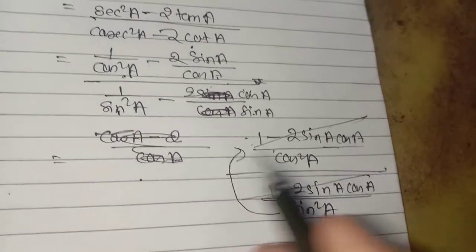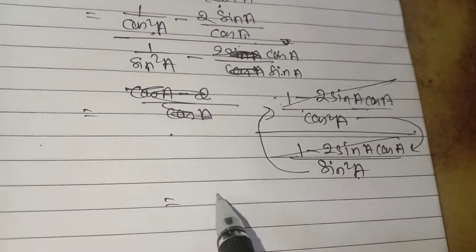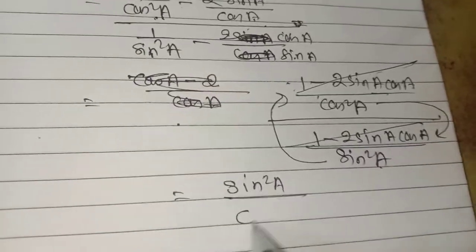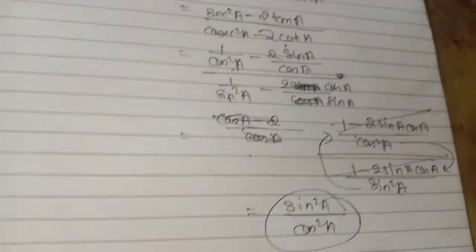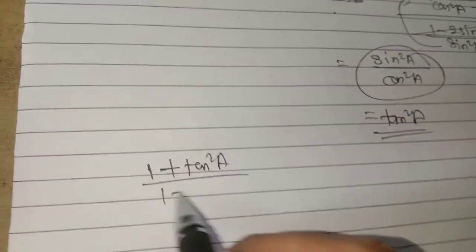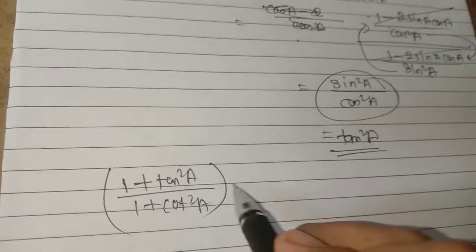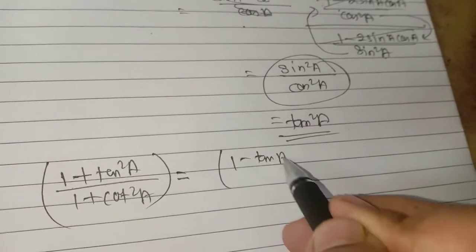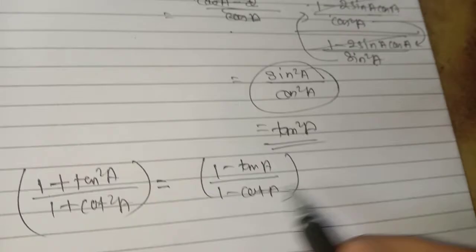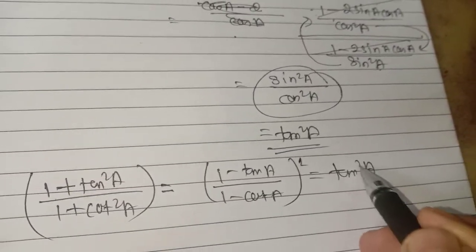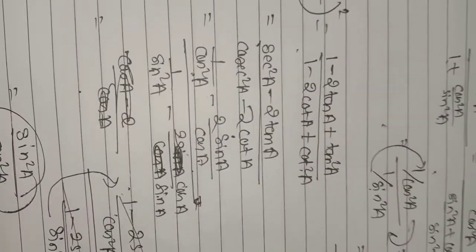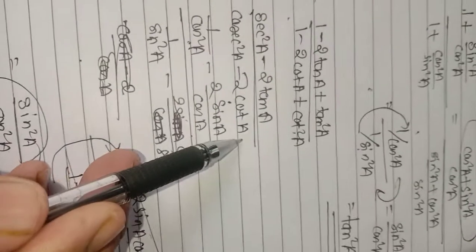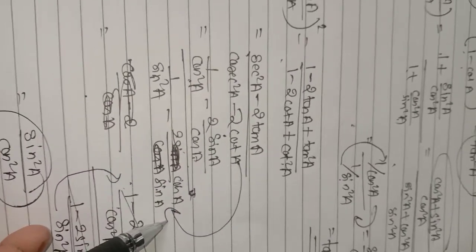Sin square will go into the numerator, cos will come into the denominator. So this way we can write sin square A upon cos square A, and sin square A upon cos square A is what? Tan square A. So that's what we proved, that (1 plus tan square A) upon (1 plus cot square A) is equal to (1 minus tan A) upon (1 minus cot A), whole square, that is equal to tan square A. Clear? So dear friends, you can see the full view of the solution. One thing I did a little mistake here, that is cot A. Cot A can be written as cos A upon sin A.